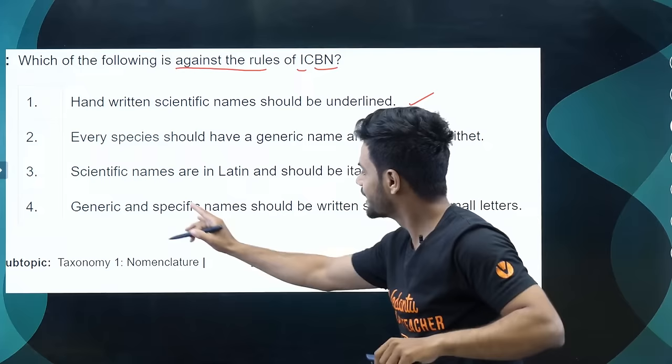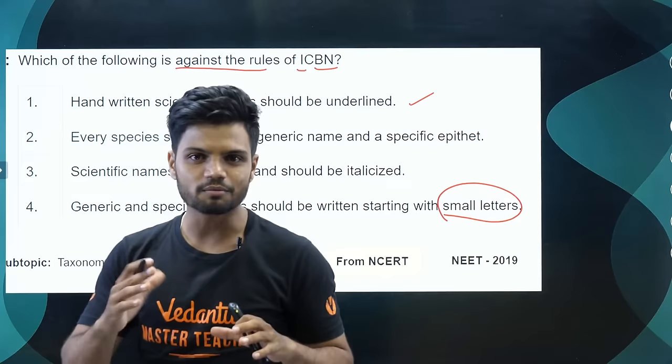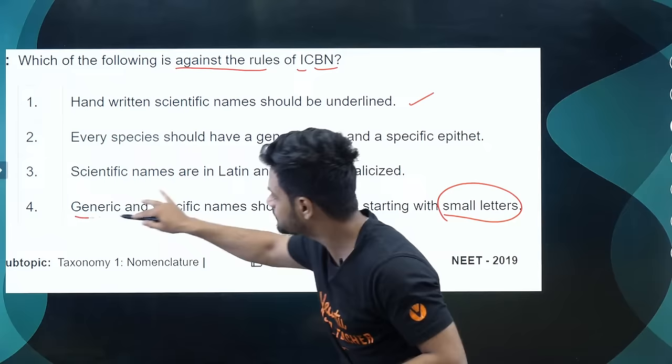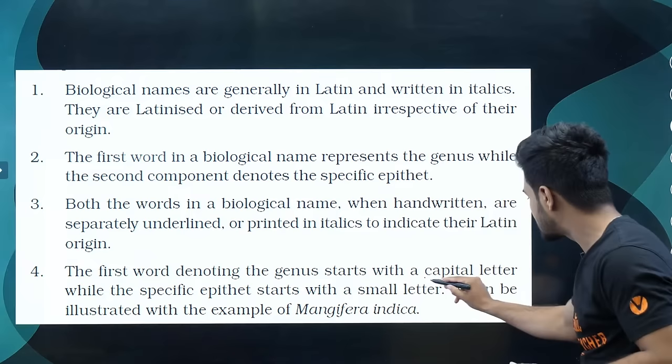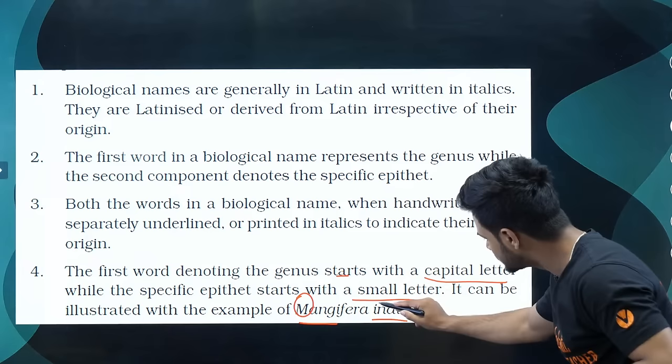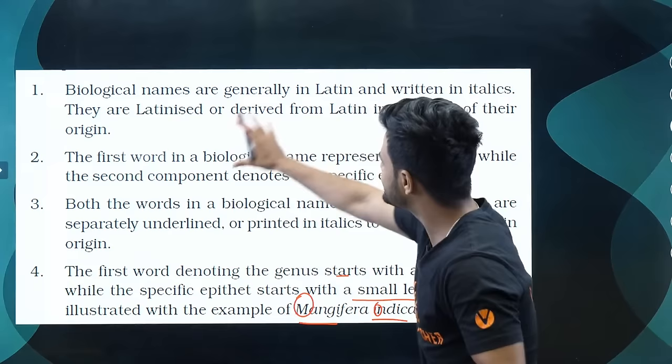Now tell me in the chat, can both the generic name and species epithet start with a small letter? Obviously no, because we know the generic name should be capital. Here, the first word denoting the genus starts with a capital letter, while the species epithet starts with a small letter. Example, Mangifera indica. Can you see? The M is capital here and the species epithet is supposed to be in small letters. And this is your NCERT snip, and you can expect at least one or two questions here.